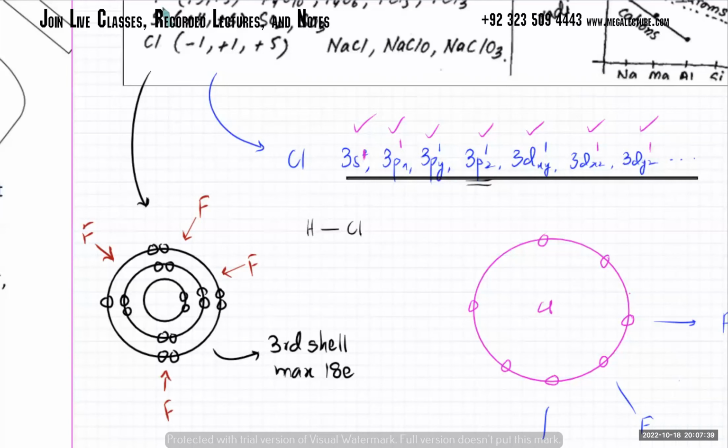So the idea is that chlorine can have multiple oxidation states. There's no limit to it. It can keep on gaining electrons until its outer shell is complete. But it never actually gets complete. Do you know the reason why it cannot actually have a maximum of 18 electrons? What would the reason be? Why can it not have a maximum of 18 electrons?